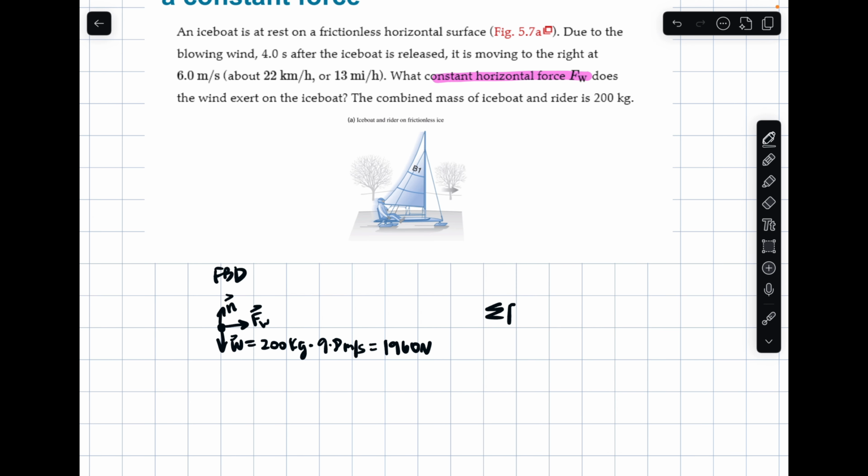So the sum of all the forces acting in the x direction, all we have is the force due to the wind, and Newton's second law tells us that that's going to be equal to the mass of the object times the acceleration of the object. So we're finding FW, we know M, and we don't know anything about the acceleration, but we are actually given some information. We know that it's initially at rest, and after 4 seconds, it's moving to the right at 6 meters per second.